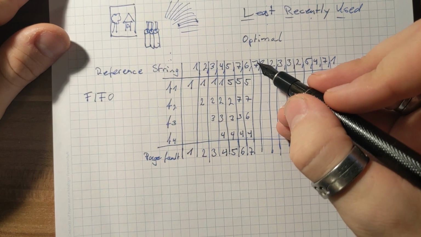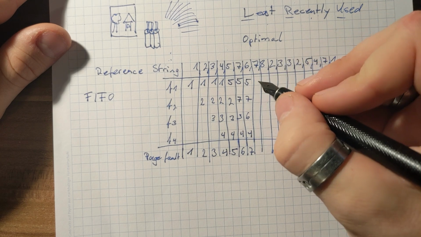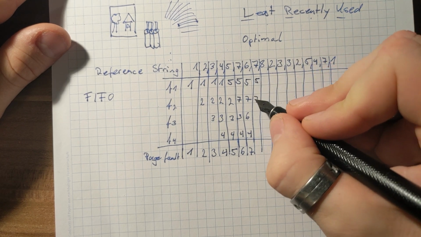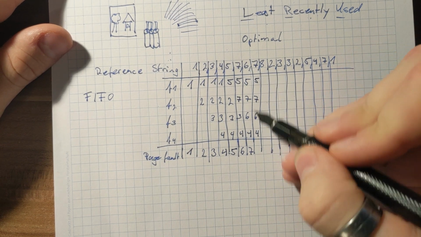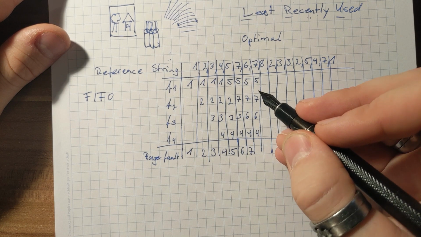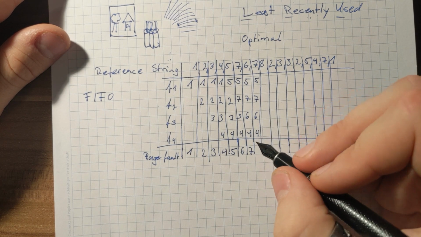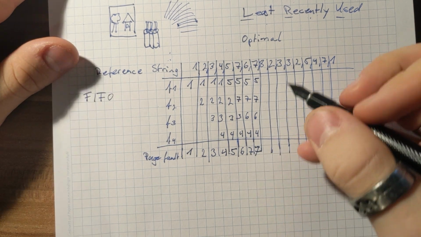And now here we have the 7, but the 7 is already in memory, so we have to do nothing. We can access it right away without loading it to memory. So our table doesn't change, or at least this row of the table doesn't change. And we also don't count a page fault, so we still have 7 page faults.